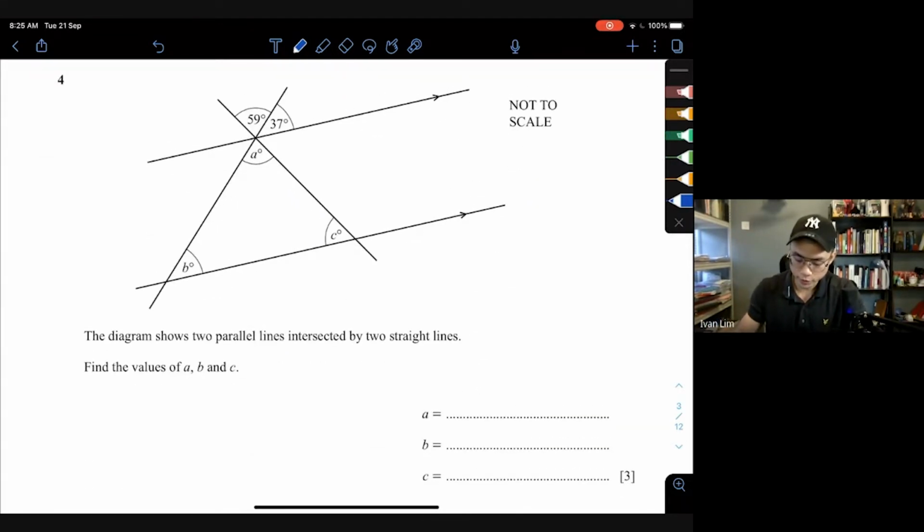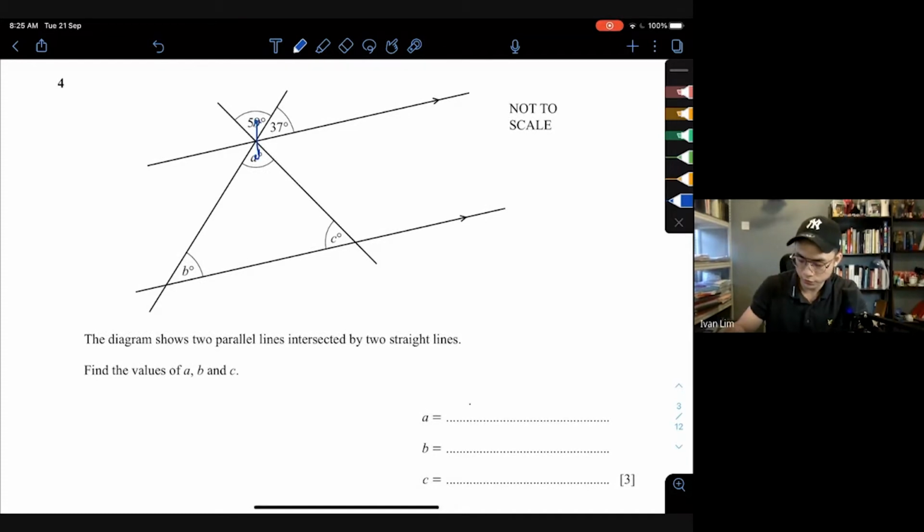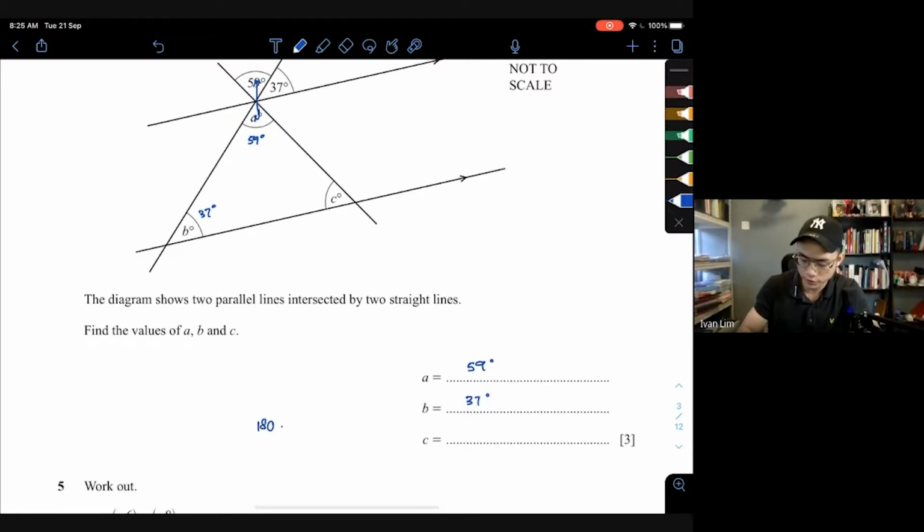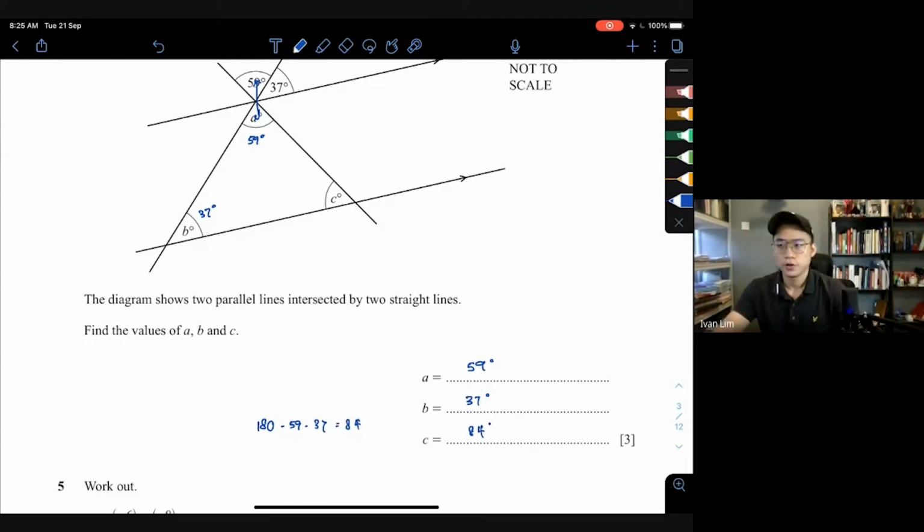Question 4. The diagram shows 2 parallel lines intersected by 2 straight lines. Find the value of A, B, and C. So this angle A is 59 degrees. There's no calculation needed. 37 degrees will be B because it's the corresponding angle. And C, so if this is 37 degrees, this is 59 degrees. C is a triangle inside, so you just take 180 minus 59 minus 37. And what will you get? 84.